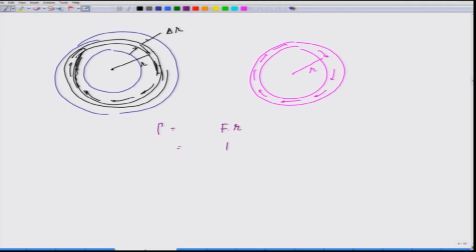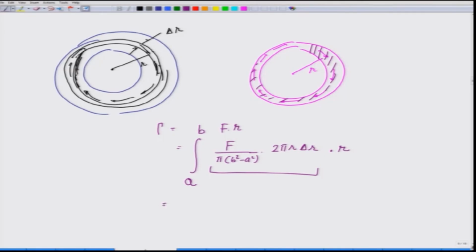Force is the net force divided by pi (b square minus a square) times 2 pi r delta r, which is the area of this region. That is the force that is acting, times r becomes the torque, and I integrate it from a up to b. That will be the answer. So, this we work out: F over pi (b square minus a square) times 2 pi integration r square dr from a to b, which is an easy integral to perform.